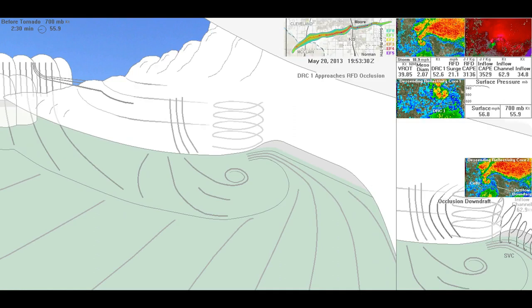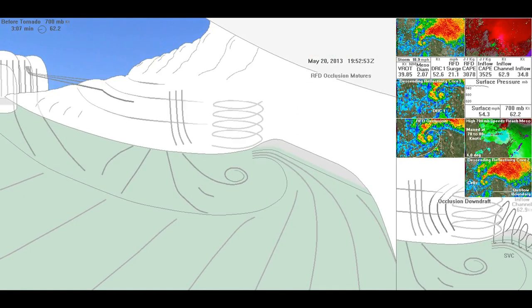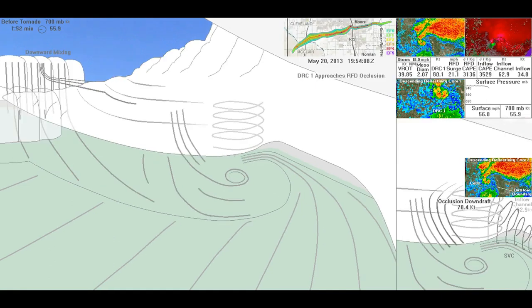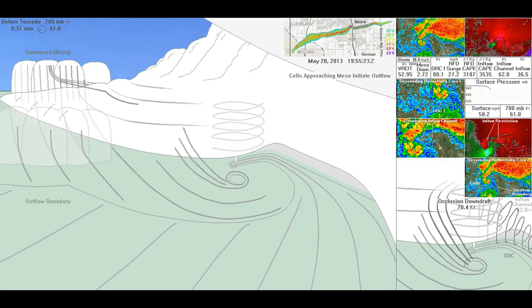And then there's a darker set of lines there, and that is air and precipitation that is being pulled around the mesocyclone due to the descending reflectivity core. And that area of darker lines is called the occlusion downdraft. Notice that right here, we're just over 30 seconds away from the tornado beginning.